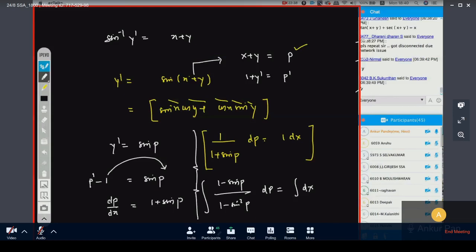Got it? See, understand all these formats. Once you reach here, this is done by you in an earlier chapter. Like our dear friend Ganesh directly wrote tan p plus sec p; instead of p we are writing x plus y. That's it. Clear. Got it? Good.